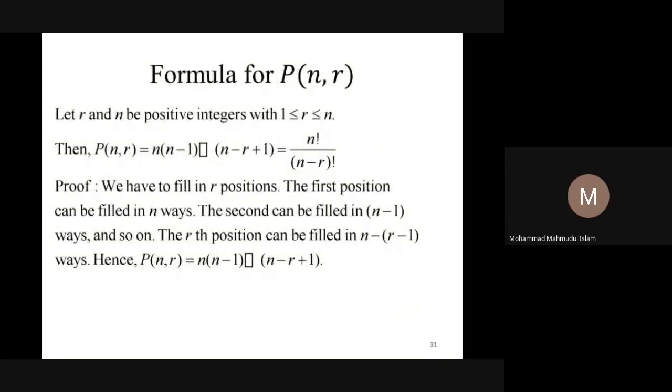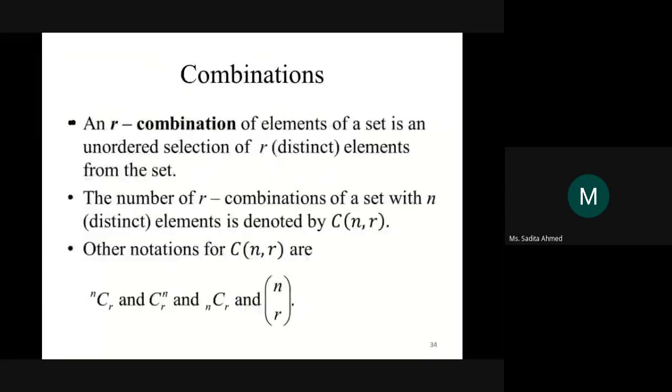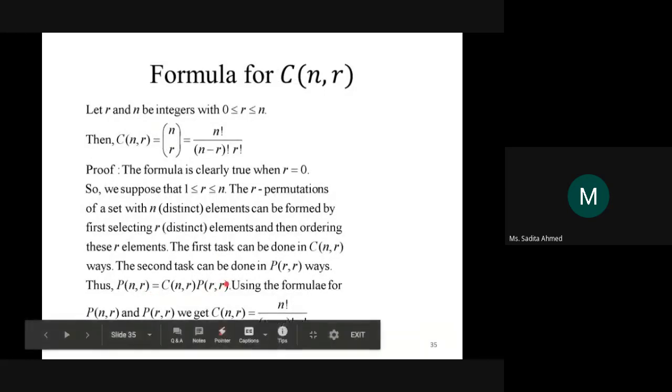What is PNR? N factorial by n minus r factorial. Exactly. N factorial by n minus r factorial is PNR. What is PRR? Only r factorial. Only r factorial. Exactly. So you already know this.